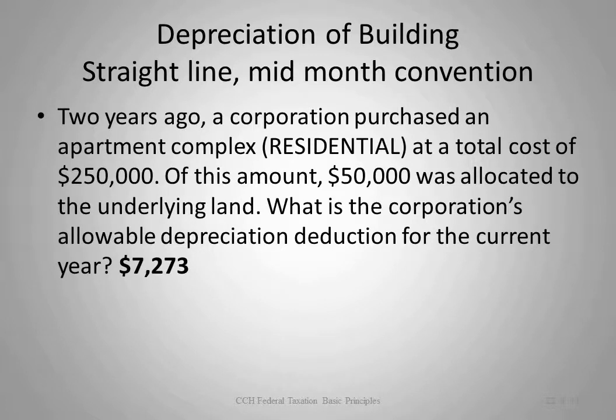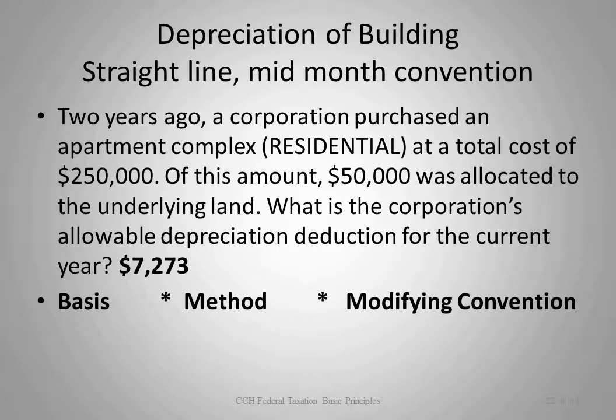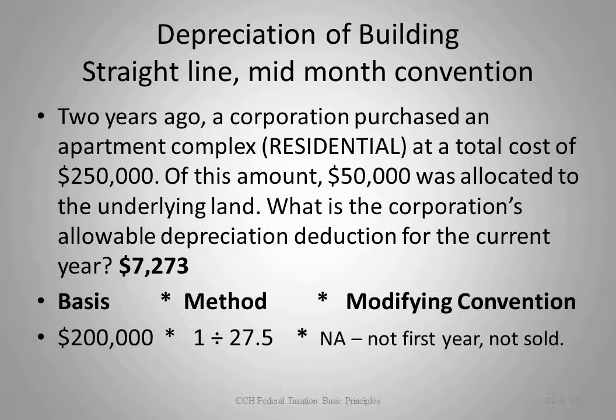Same facts. This time the answer is 7273. Take a couple of minutes if you need to. And make sure you know what the basis is. You know what the method is. And did you need a modifying convention? What did you decide on the prior slide? All right, basis should be 200. The life, it's residential, so it's straight line over 27.5 years. Do not need a modifying convention because it's neither year 1 nor the year it was sold.